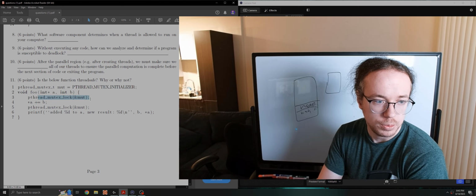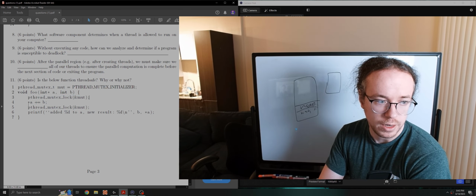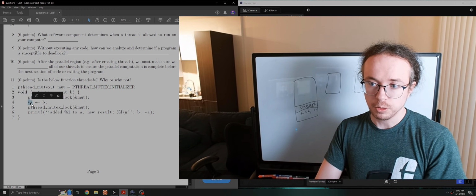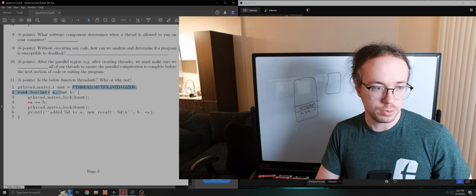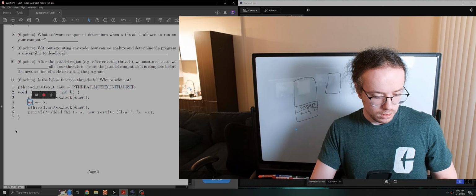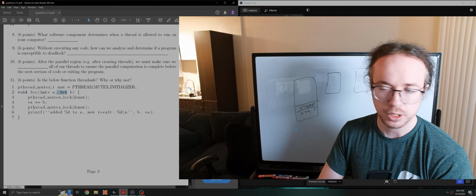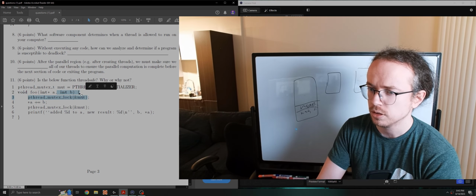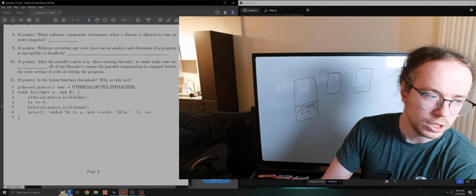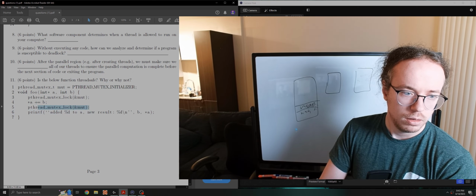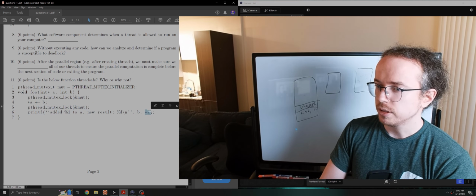And then we lock the mutex when we modify A. Now A is the only mutable memory that we access. I mean, B is mutable also. But changing B, we're not returning anything, so changing B doesn't do anything. It doesn't help us. So we're really only changing A. And then we unlock. And then we print A.